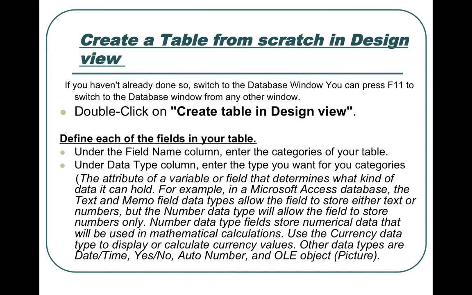For example, in Access, the text and memo data field types allow the field to store either text or numbers, but the number data type will allow the field to store numbers only. Numerical data types store numerical data that will be used in mathematical calculations. This we've discussed in previous classes, so please ensure if you're going to be performing any mathematical calculations, you select the number type. Other data types include date time, yes, no, auto number, and picture.